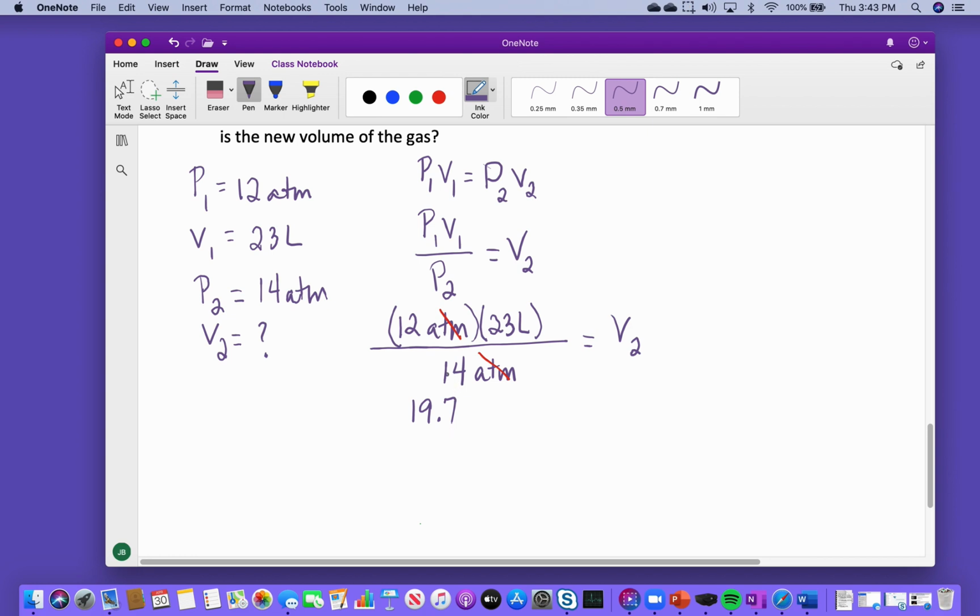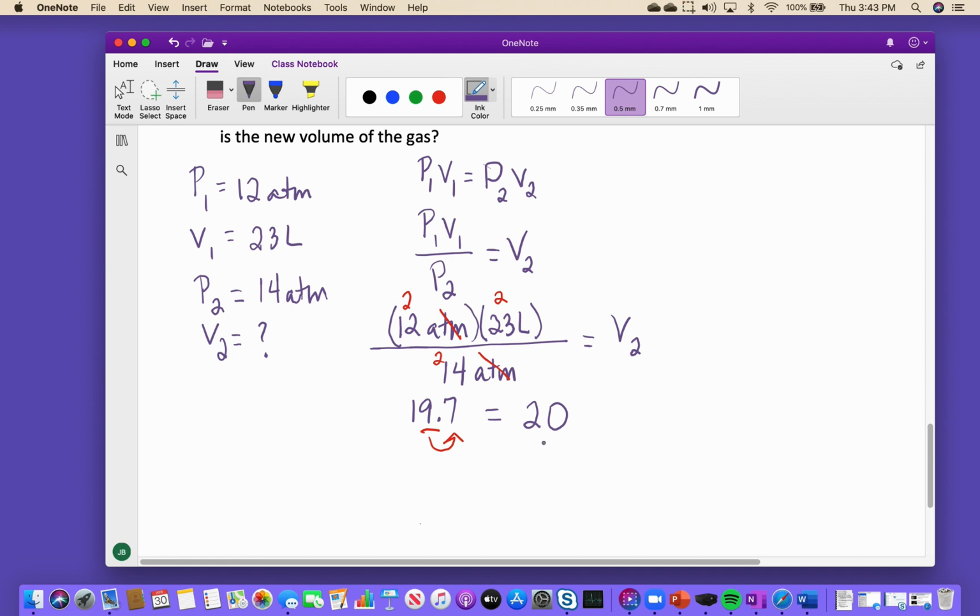Now, let's look at our measurements here. Let's see how many significant figures we have. So we have 2 sig figs here, 2 here, 2 here. So it looks like our final answer should also have 2 sig figs. So if we underline, look behind, we will see that the 7 is going to raise the value of that 9, so that we're going to come up with 20.